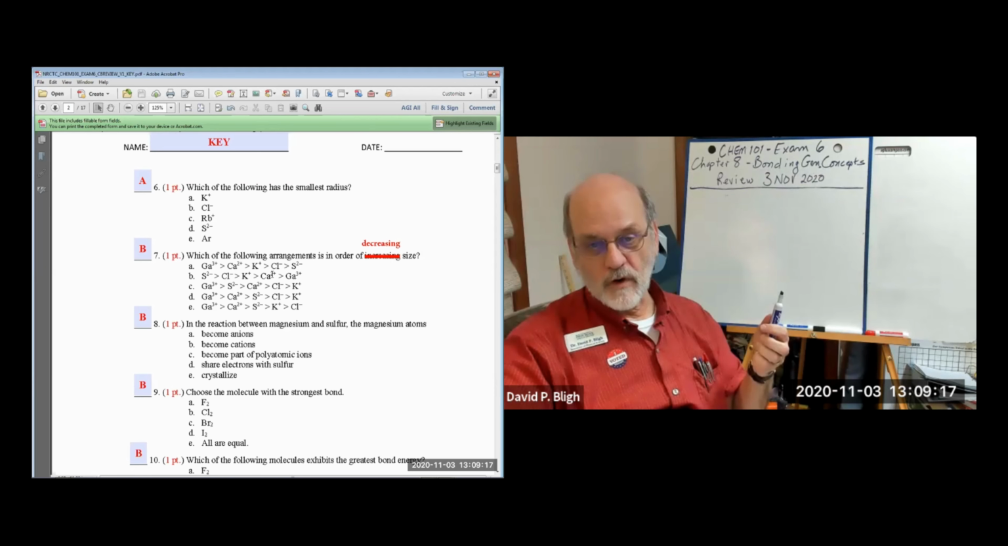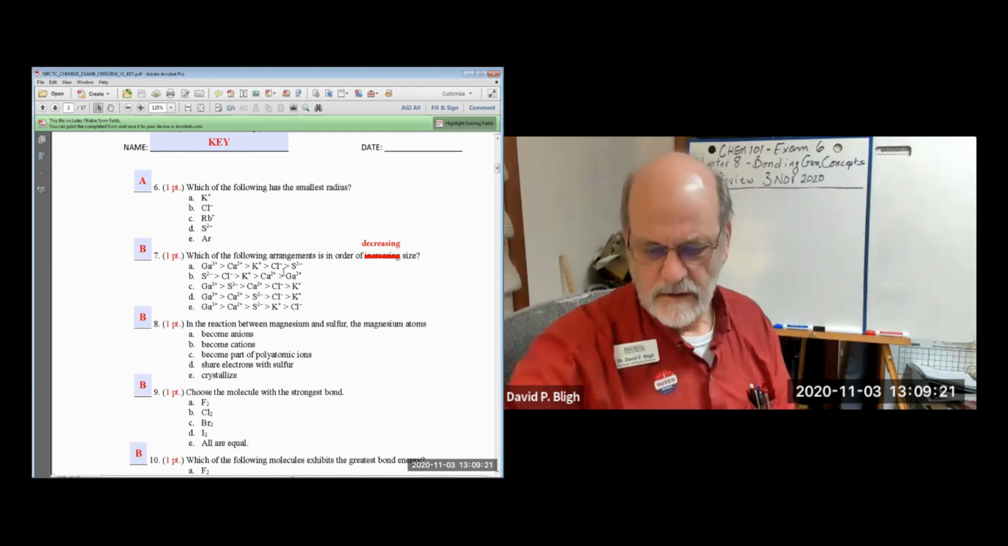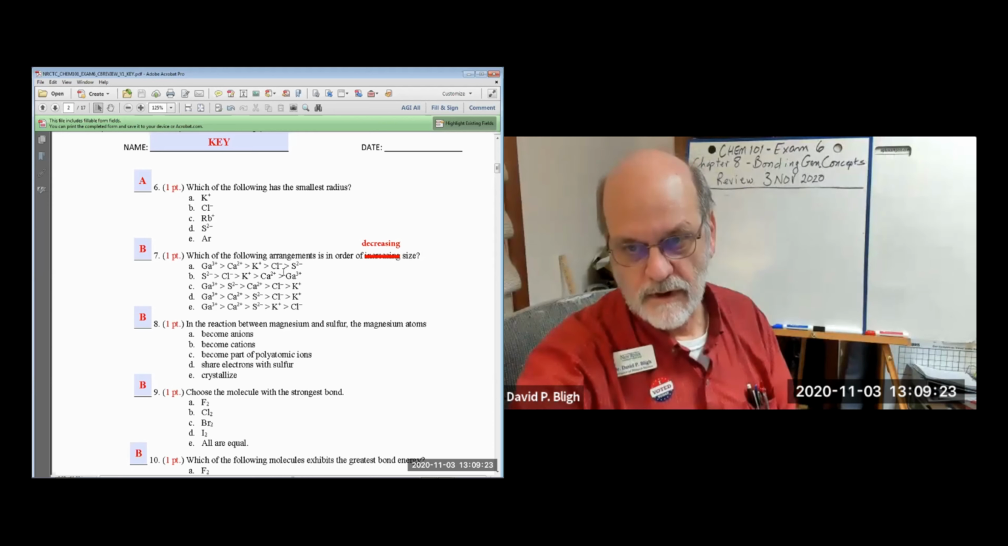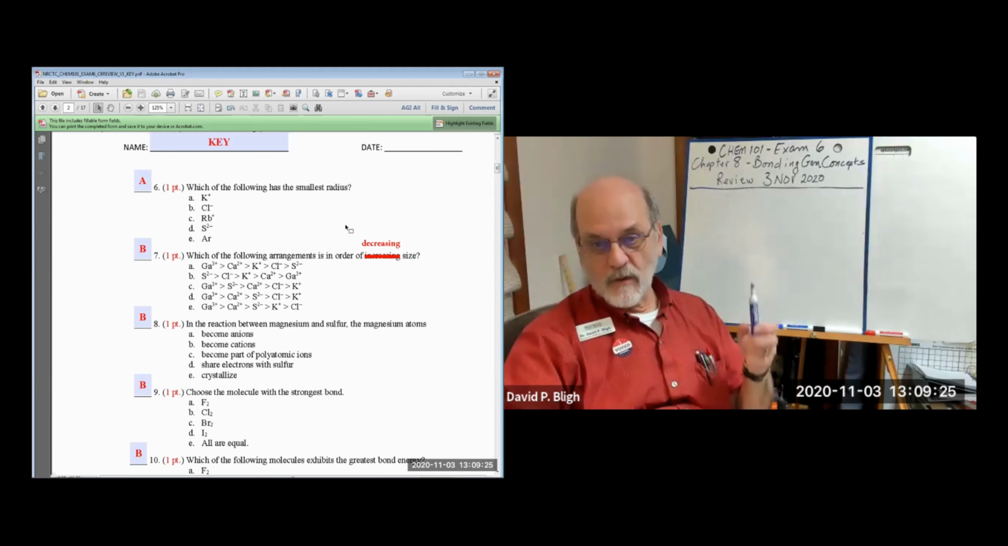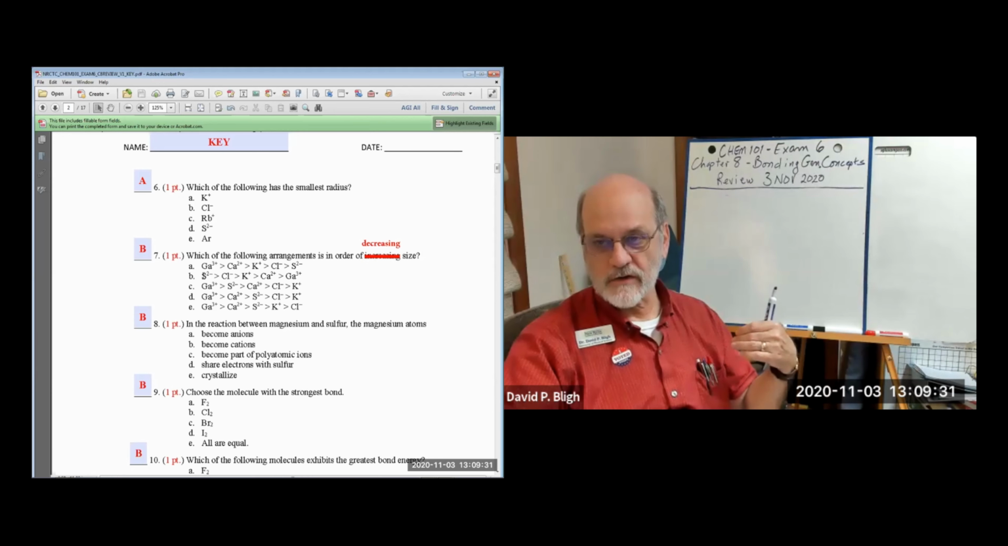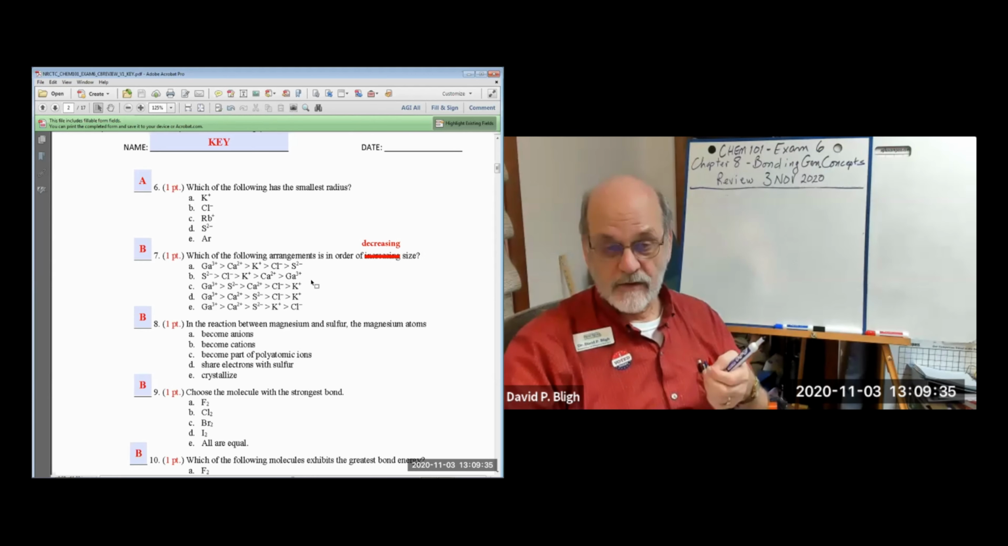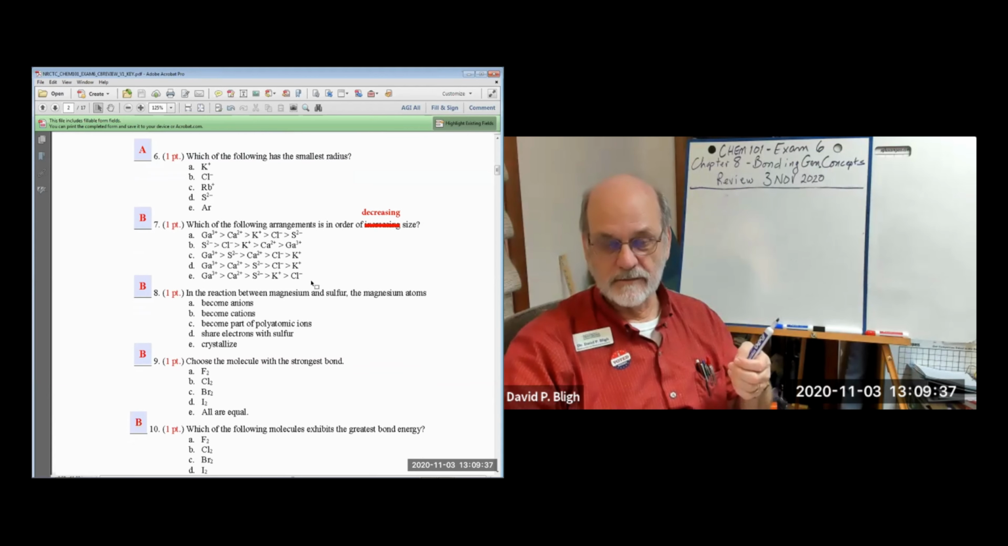And so forth and so on. I think the explanation in the work problems is adequate for this. Once you realize that the wording is wrong, it should be decreasing size, because it goes from largest on the left to smallest on the right. So I'm going to leave 7 alone.